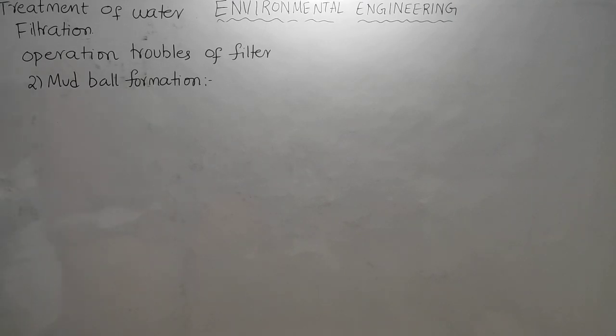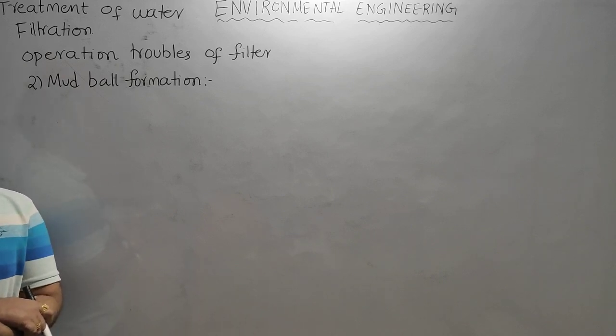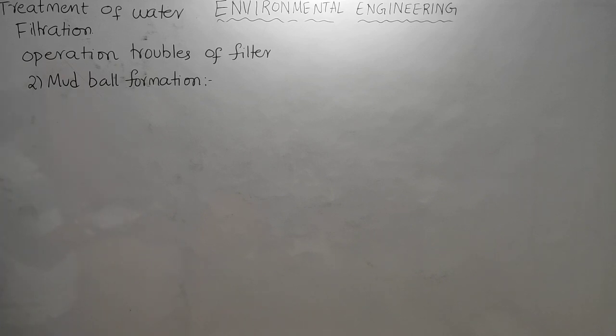Whenever the head loss is more, then we need to maintain it. To avoid this, adequate backwashing is necessary. And if the problem still persists, then we need to submerge the filter media in caustic soda. We have to apply caustic soda and soak the filter material for cleaning with OH minus ion. So that is the remedy for mud ball formation.